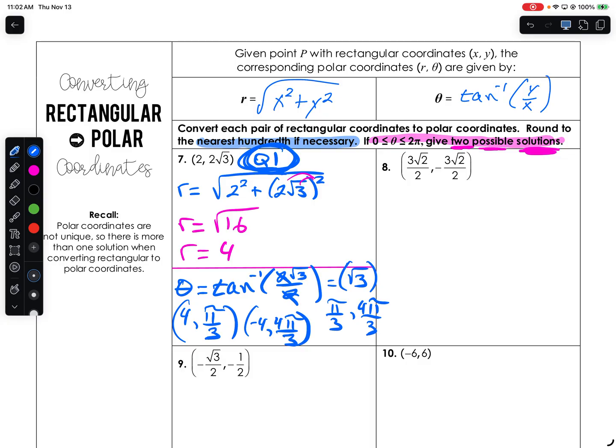All right, let's do number 8. So r equals that big square root thing squared.